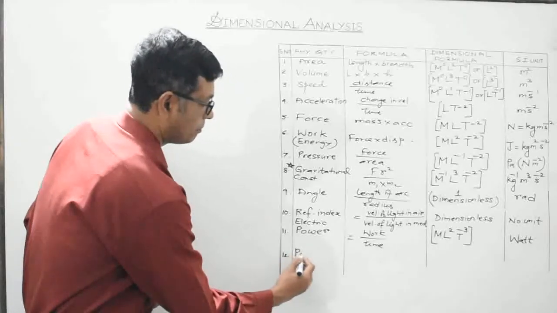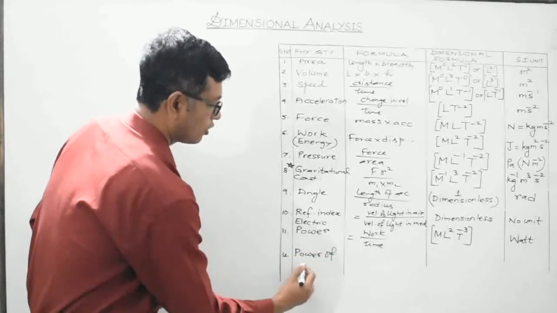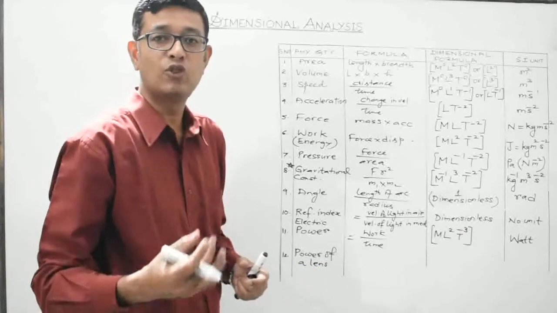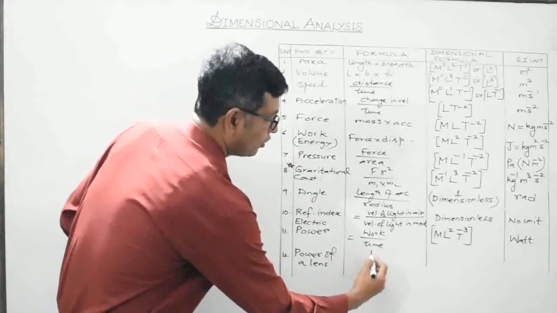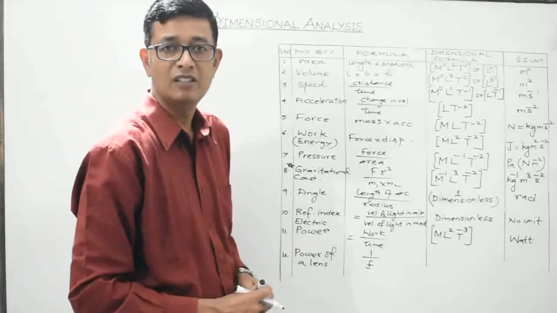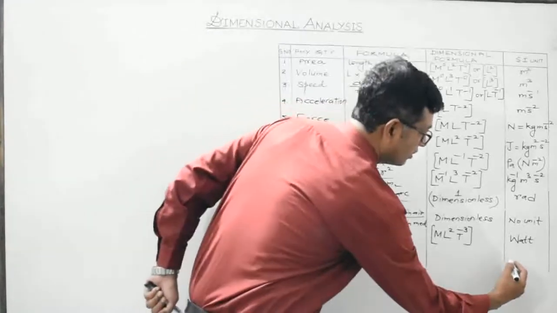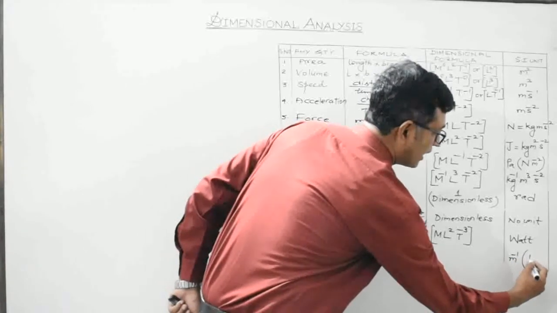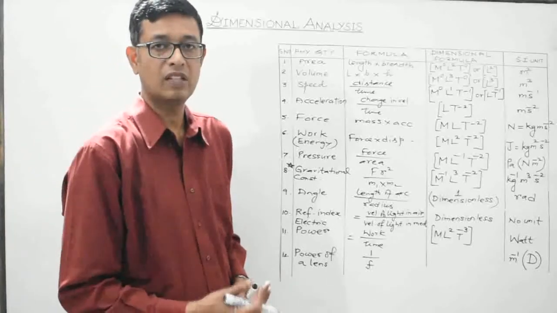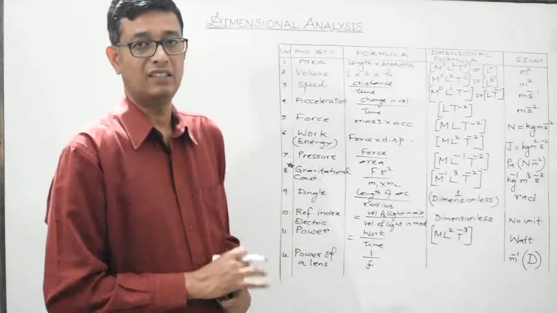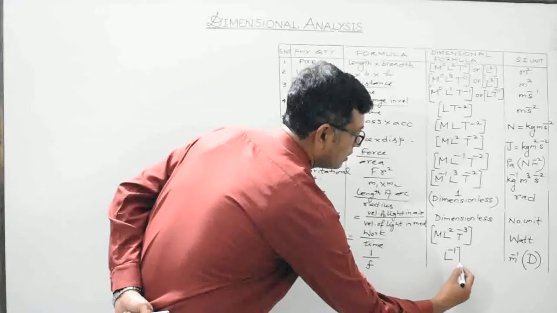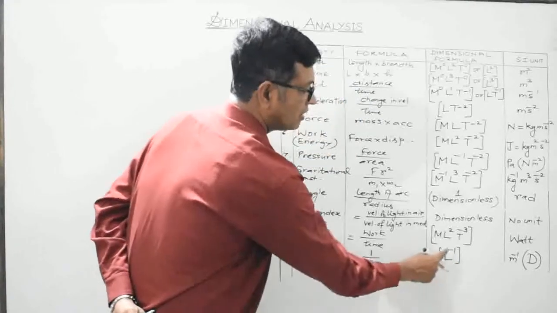12th, power of a lens. Power of a lens. It is given by reciprocal of focal length in meters. The formula is reciprocal of focal length in meters. Focal length, its SI unit is meter. So reciprocal of meter would be meter inverse. That is also known as diopter. Represented by capital letter D, diopter. That gives the power of a lens, right? So meter inverse. So it will be L minus 1. The dimensions of power of a lens in length is minus 1.